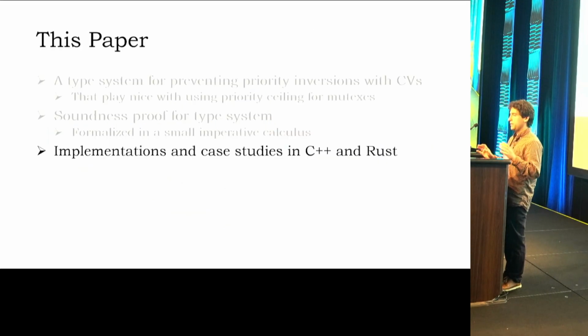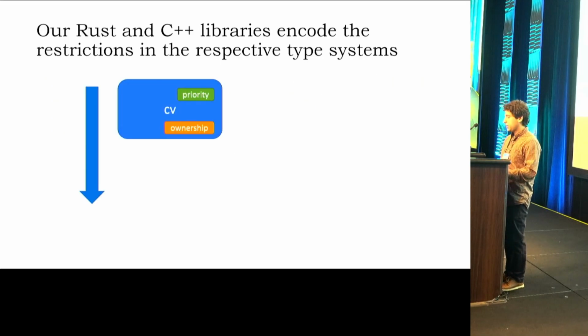So that is the one-slide summary of the soundness proof, and I want to move on and talk about the implementations and case studies. So since our type system relies heavily on ownership, we had the thought that maybe it could be encoded in Rust, which has some built-in notions of ownership. So we did this, and in fact, we found that with some of Kyle's C++ wizardry, we were also able to encode a lot of the restrictions in C++ as well.